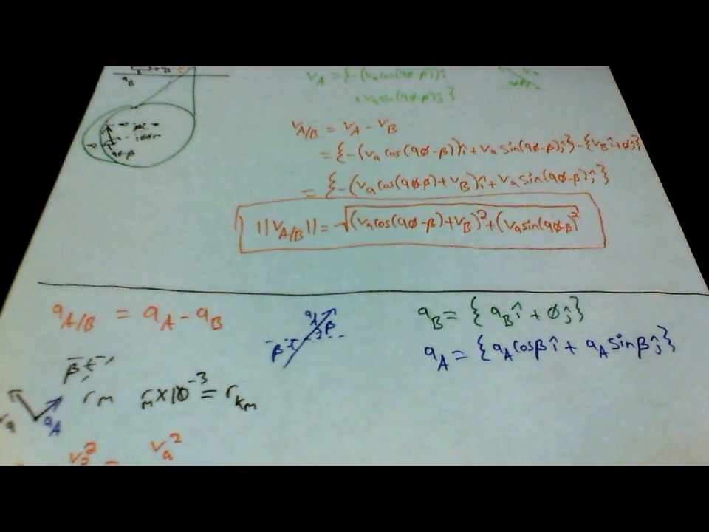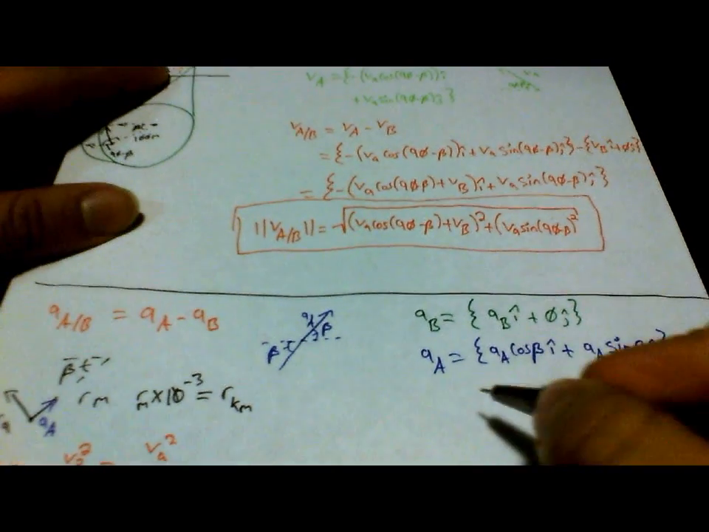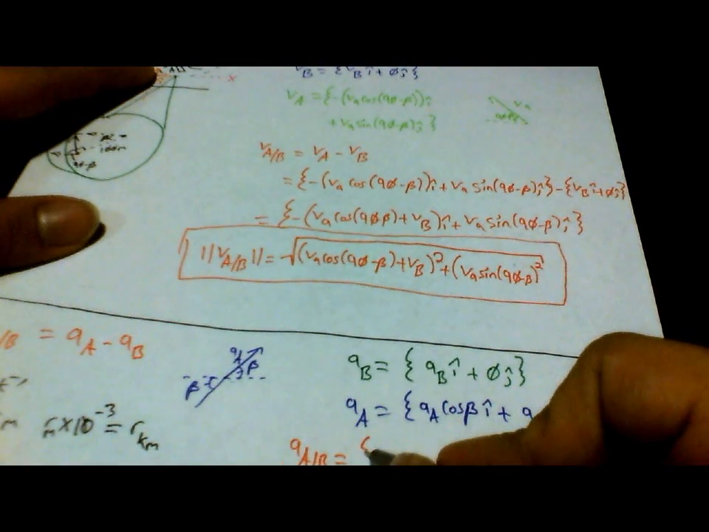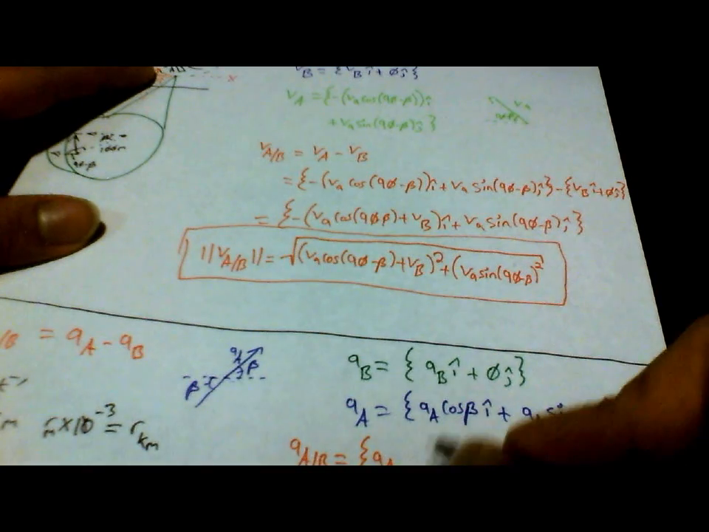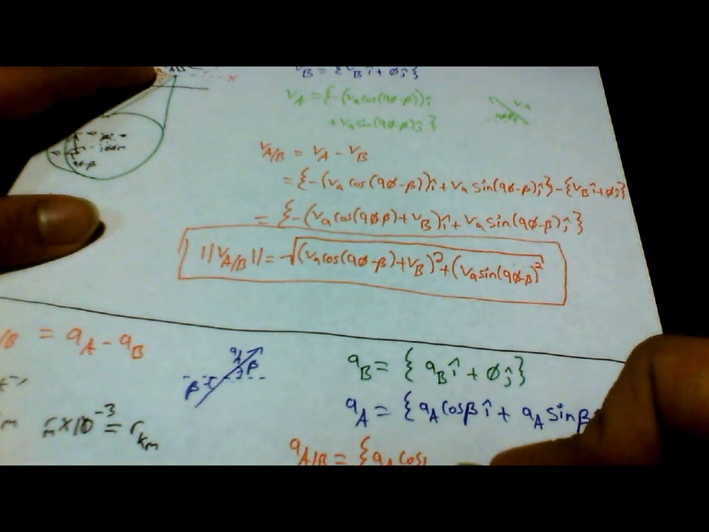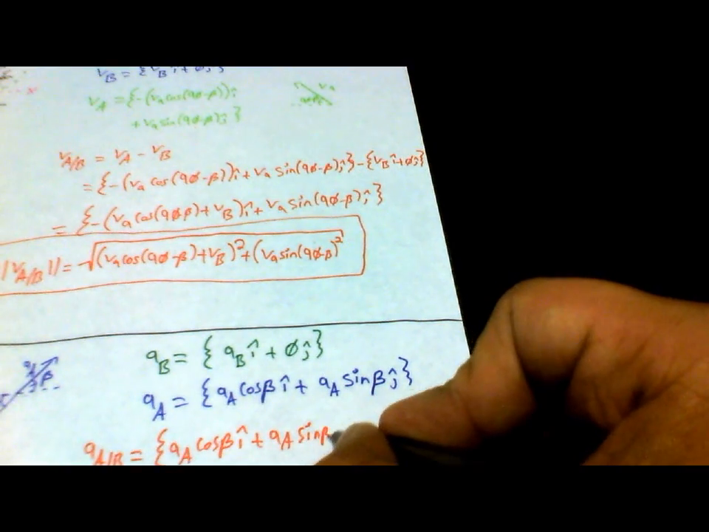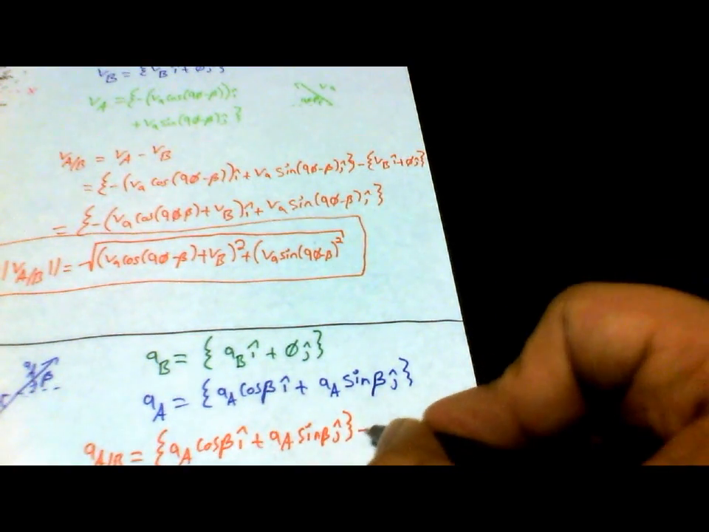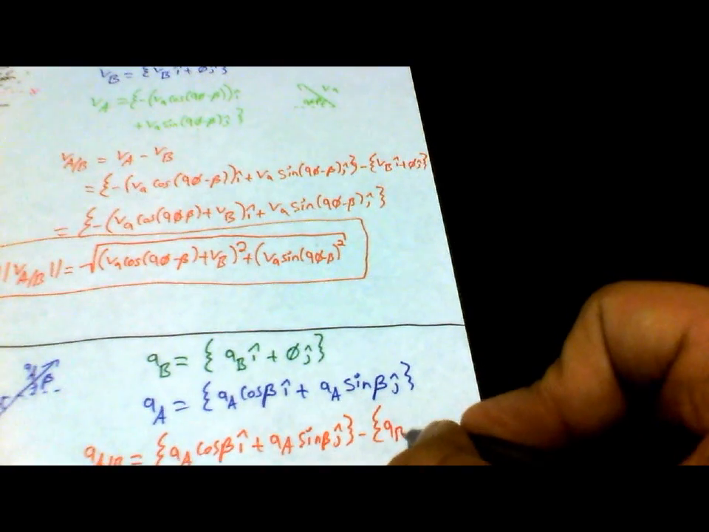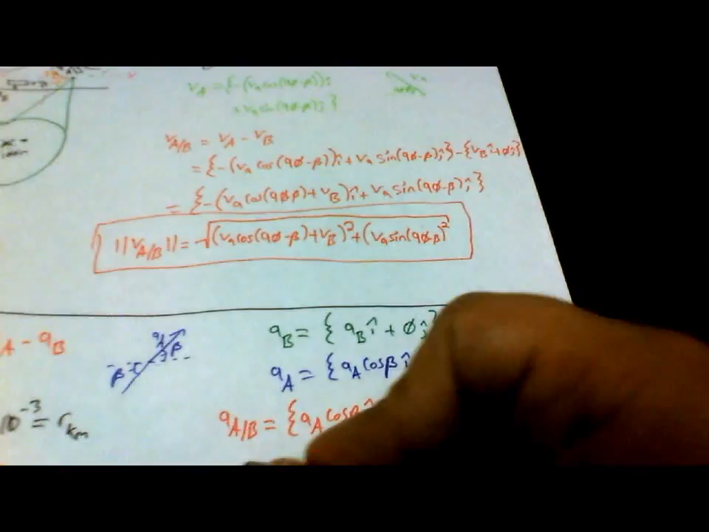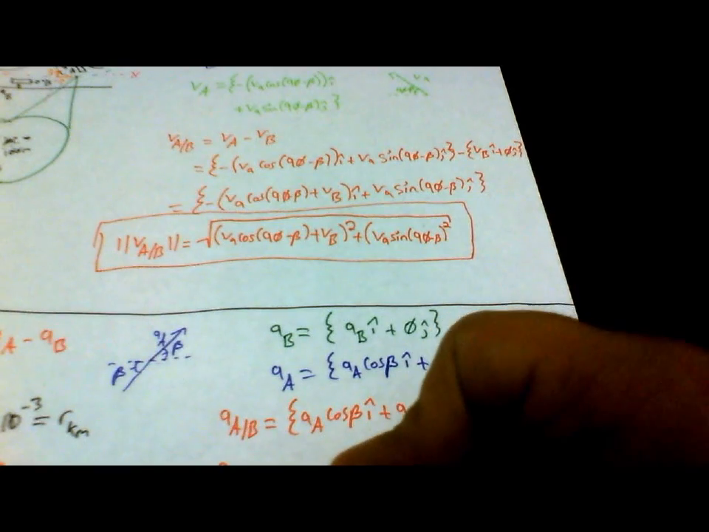Now we know that acceleration of A with respect to B is the difference between these two. So we're going to go acceleration of A with respect to B equals acceleration of A cos beta I plus acceleration of A sine beta j minus acceleration of B in the I plus 0 in the j. We got acceleration of A in terms of B.